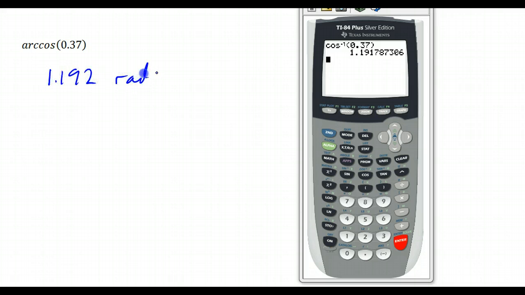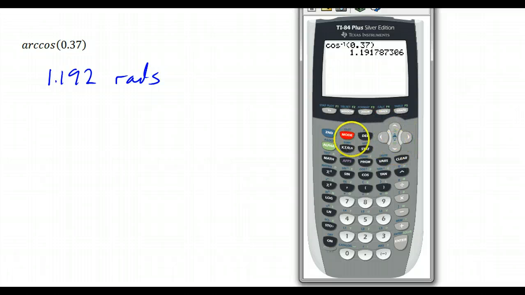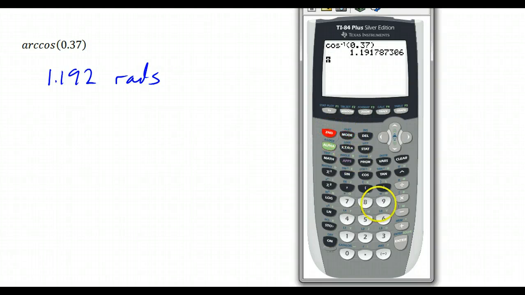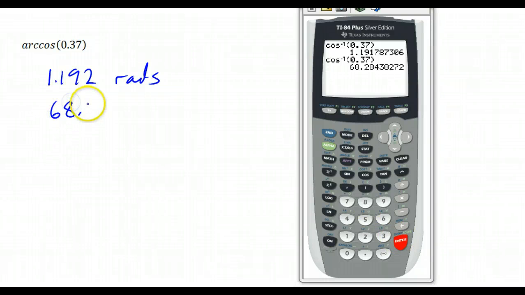That is in radians. If you want it in degrees, you need to change your mode. So I'm going to arrow over to degrees, hit enter, quit. Now I'll do second entry, and we'll get the answer in degrees, 68.28 degrees.